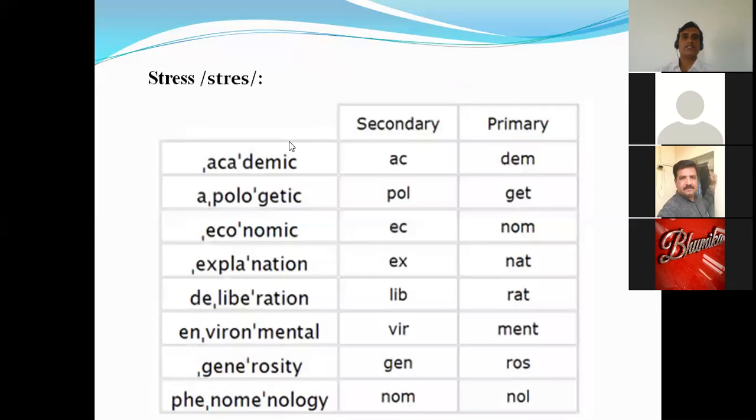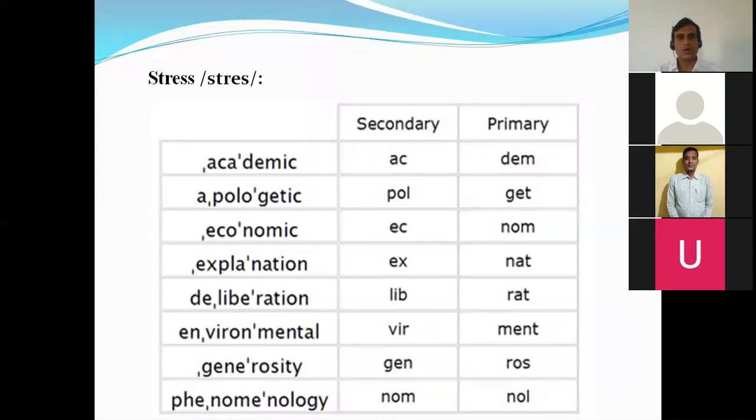Let's proceed further. The concept of stress. There are two types of stress in English, primary and secondary. When I pronounce the word academic, I emphasize one syllable while pronouncing it. That syllable receives primary stress. The accent and prominence given to a certain syllable is known as stress in English. Another syllable receives secondary stress. Academic, apologetic, economic, explanation, deliberation, environmental, generosity, phenomenology are the examples. So there are two types of stress in English: primary stress and secondary stress.